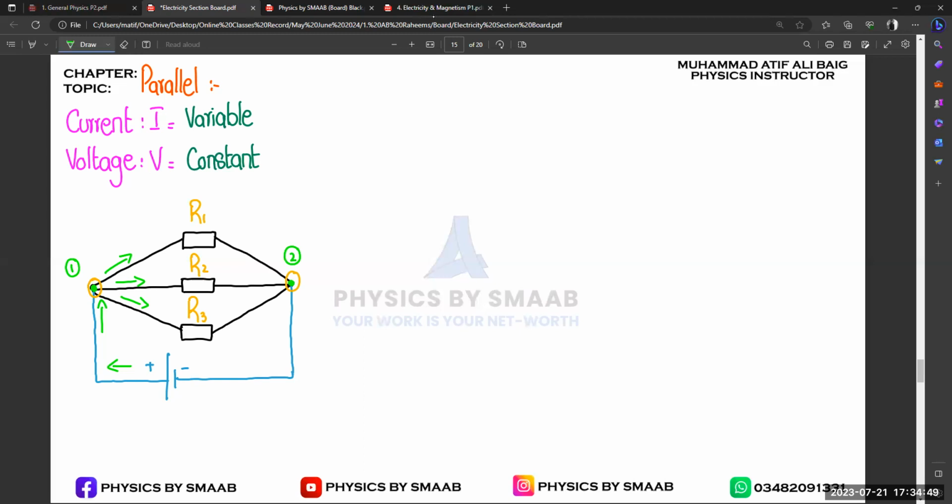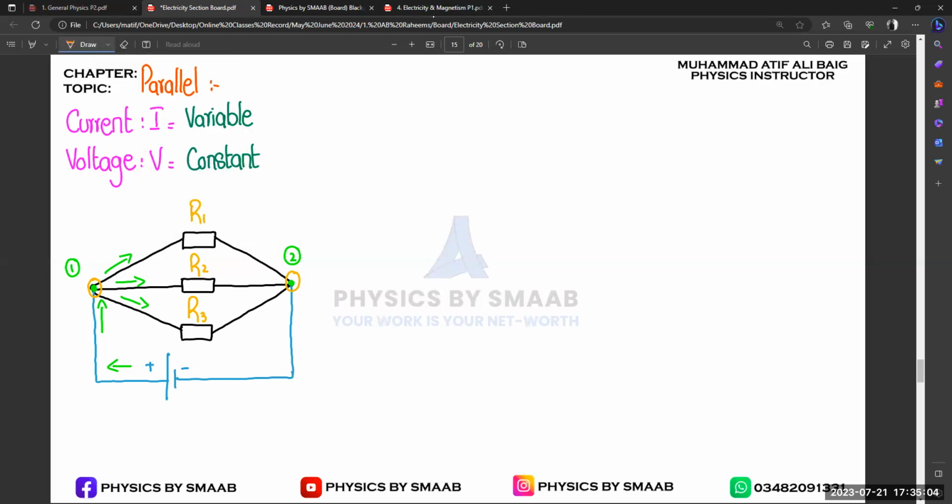Is it right? Yes, sir. Because we are only having one combination. So due to this single combination, we are only having one value of voltage, but due to different paths of electric current, we are getting variable values of electric current.